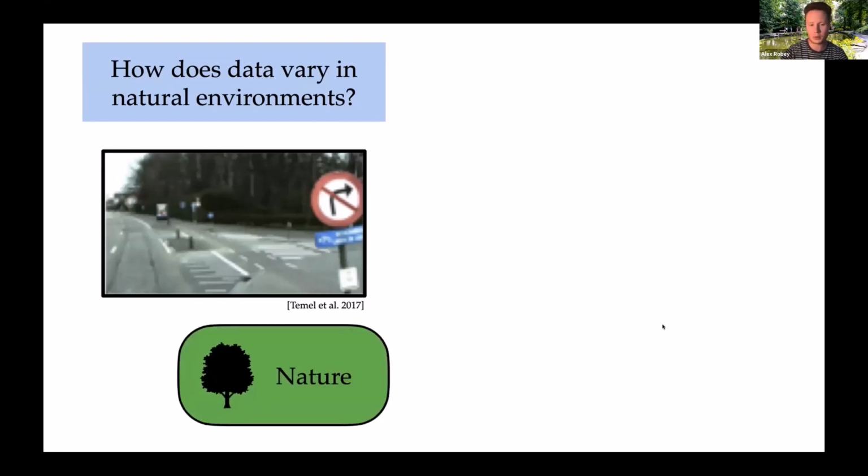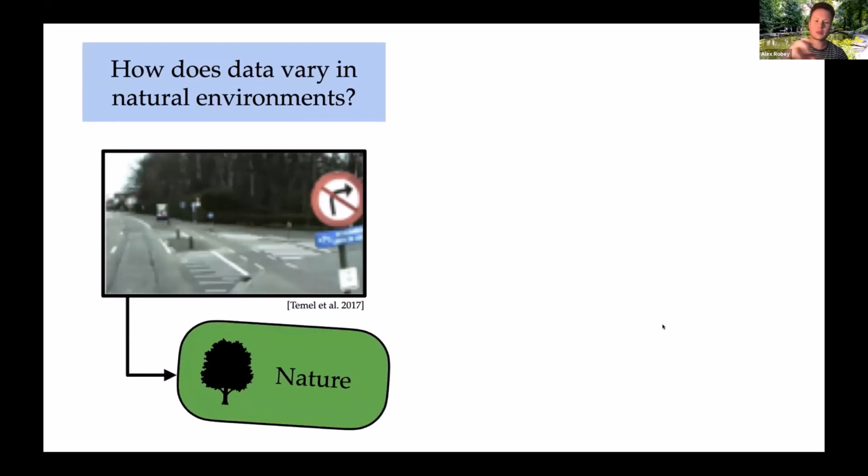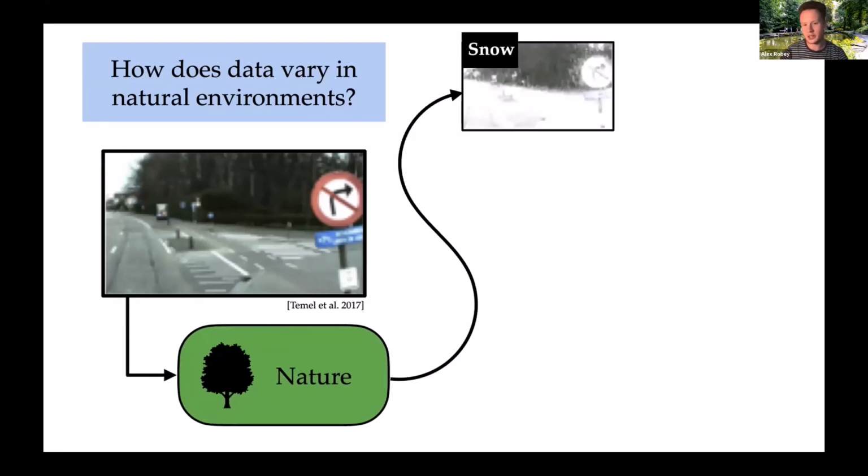So in particular, when we're deploying our neural network, nature might not show us the sunny image, it might show us an image with snow in it. As you can see, these two images correspond to each other. They have the same street sign and the same roadway, but they differ in the natural variation of the image. The one on the left is sunlight and the one on the right has snowy conditions. But of course, this isn't the only way that data can vary in these natural environments.